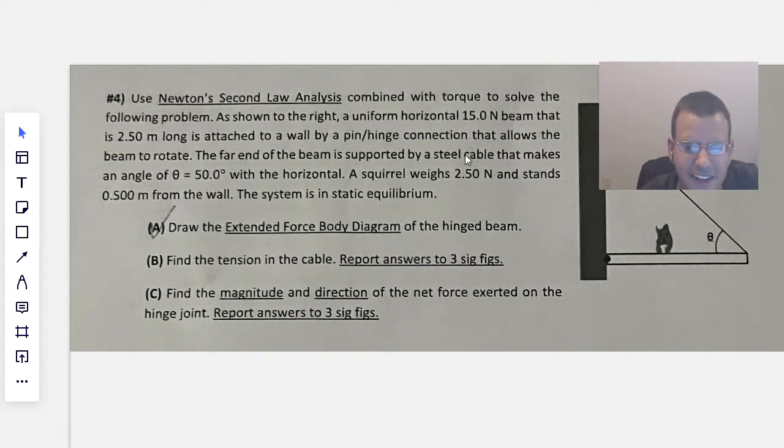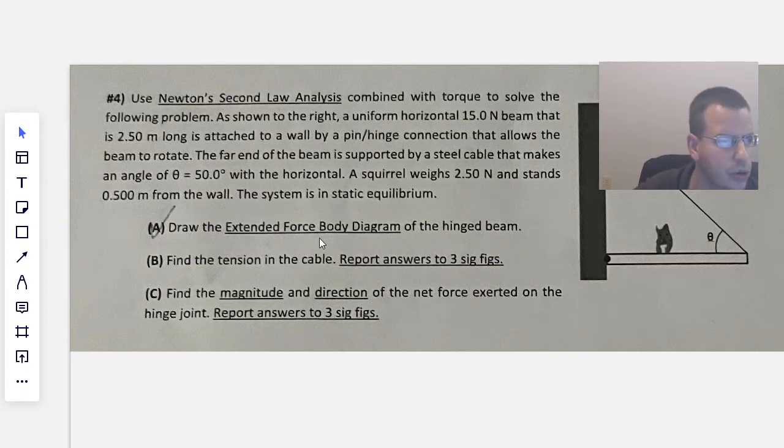That's 2.5 meters long, attached to a wall by a pin hinge, allowing it to rotate. The far end of the beam is supported by a steel cable that makes an angle theta of 50 degrees with the horizontal. A squirrel weighs 2.5 newtons and stands 0.5 meters from the wall. The system is in static equilibrium.